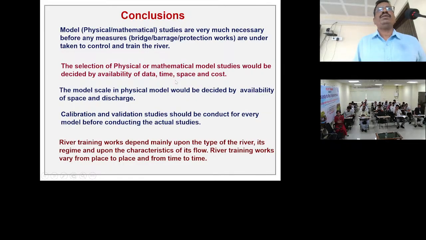Availability of space is also important, and the cost. The mathematical model studies will cost around lakhs, while physical model studies will cost crores. The model scale in a physical model would be decided by availability of space and discharge. Calibration and validation studies should be conducted for every model before conducting the actual studies. River training works depend mainly upon the type of the river, its regime, and upon the characteristics of its flow. River training works vary from place to place and from time to time.